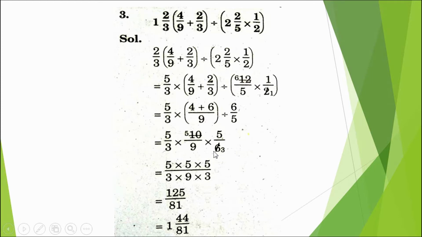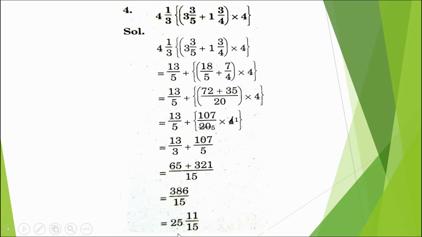Now we multiply these numerator values, 5 multiply 5 multiply 5, 3 multiply 9 multiply 3, 5 multiply 5 multiply 5 is 125, 3 multiply 3 is 9, 9 9s are 81. When we divide 125 by 81, answer will be 1 and 44 over 81.